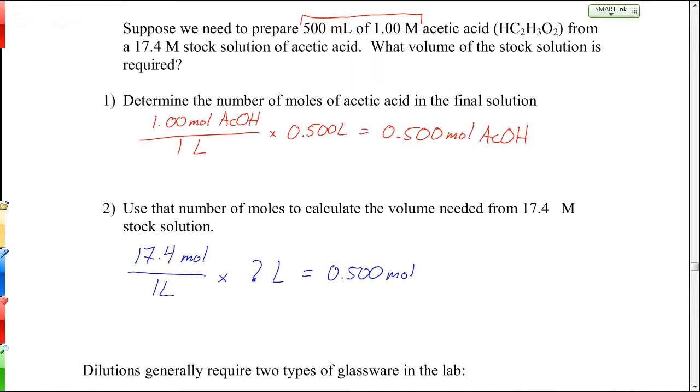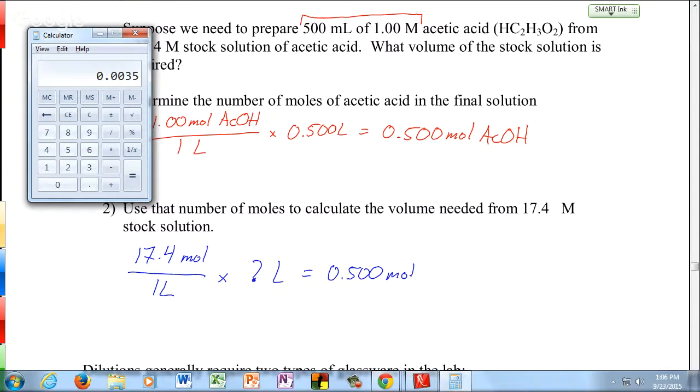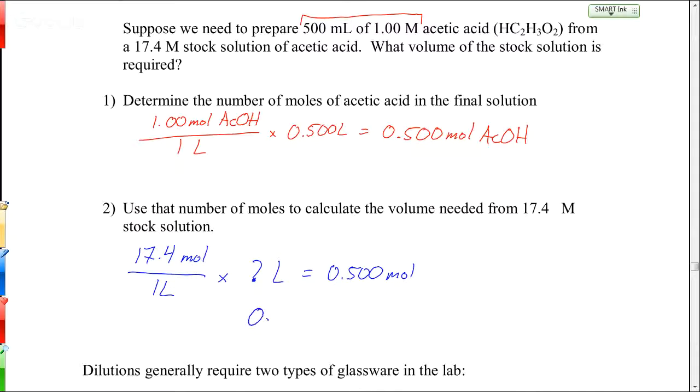In this case, you just then divide 0.5 by 17.4 to solve for that unknown. And that tells us that we need 0.0287 liters, or 2.87 milliliters.